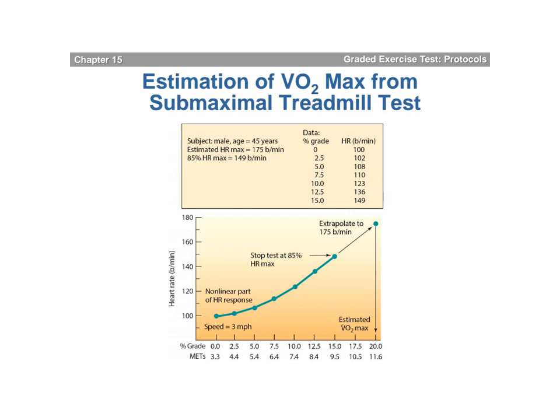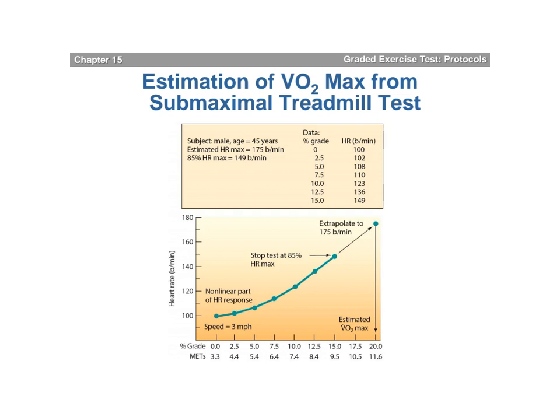Let's take a look at the use of the Bruce protocol for measuring a normal sedentary subject. This person is 45 years old. We can estimate their maximal heart rate would be 175 beats per minute. 85% of that, which you can arrive at by multiplying 175 by 0.85, would be 149.